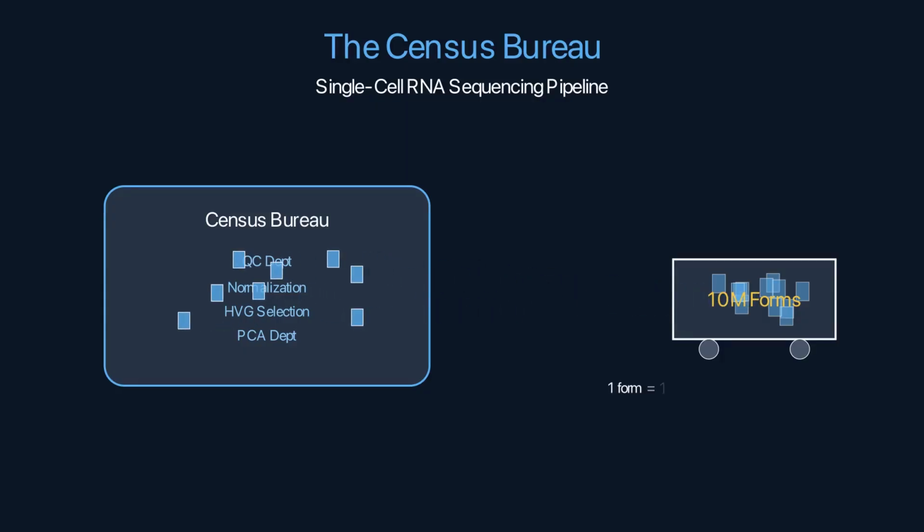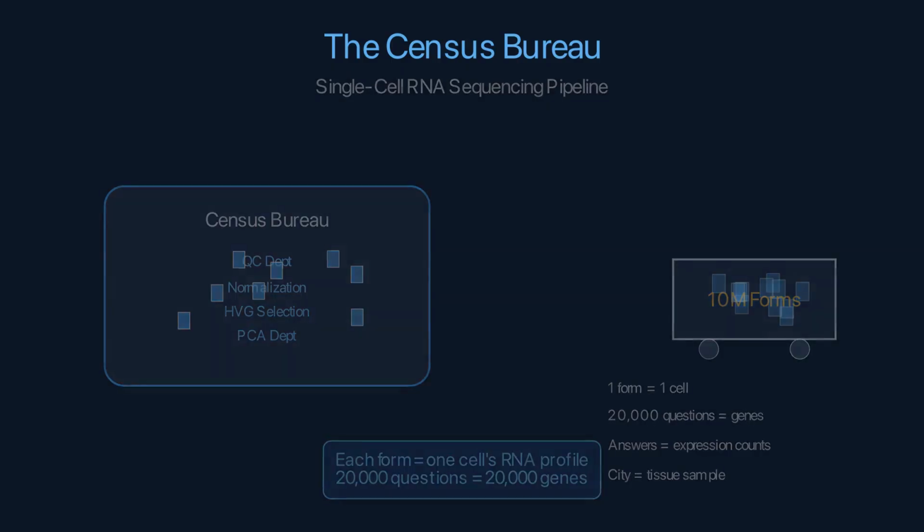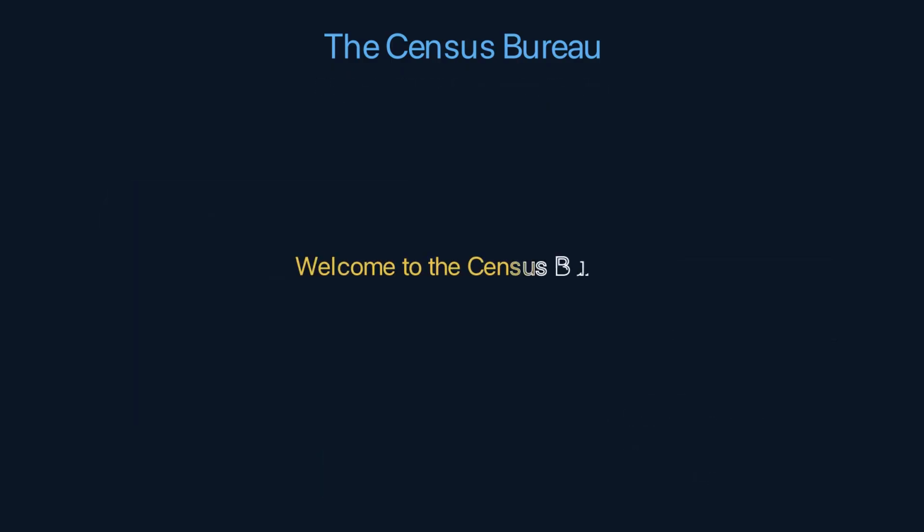In single-cell RNA sequencing, each form is one cell. The 20,000 questions are genes. The answers are expression counts. The city is your tissue sample, and the Census Bureau is your bioinformatics pipeline. Welcome to the Census Bureau.